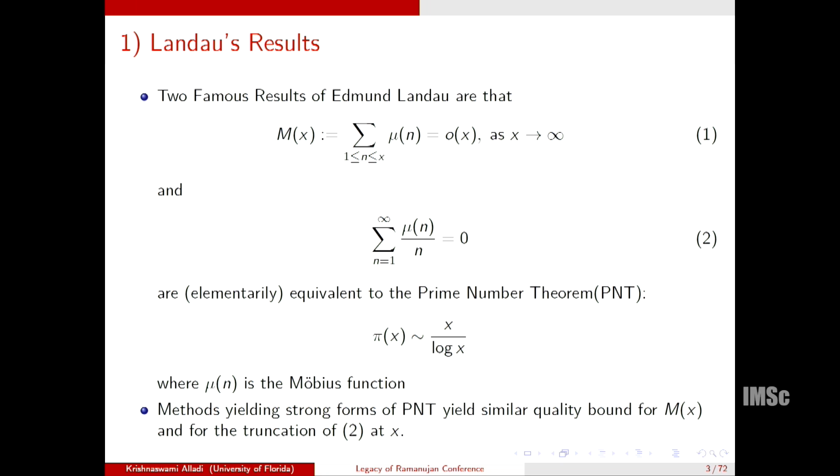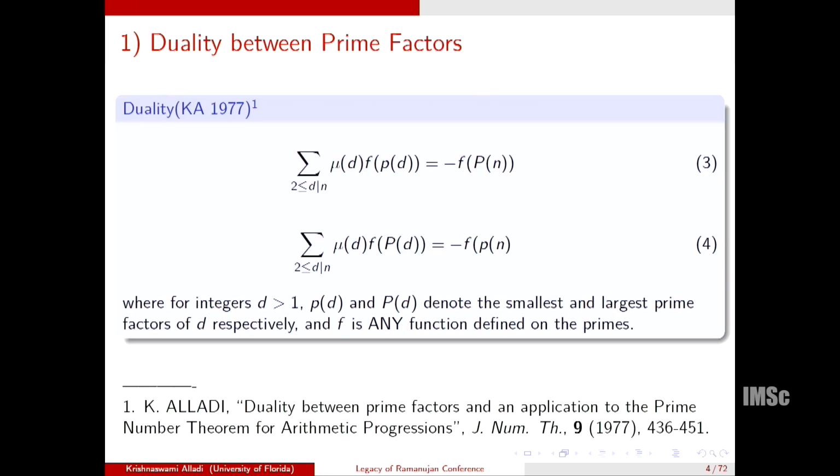All right, now, of course, the strong form of the prime number theorem with error terms yields corresponding bounds for M of x and corresponding bounds for the tail, the sum over n from x to infinity of mu of n over n. Okay, so they are very similar. All right. Now, this work actually goes back to my PhD thesis of 1977.